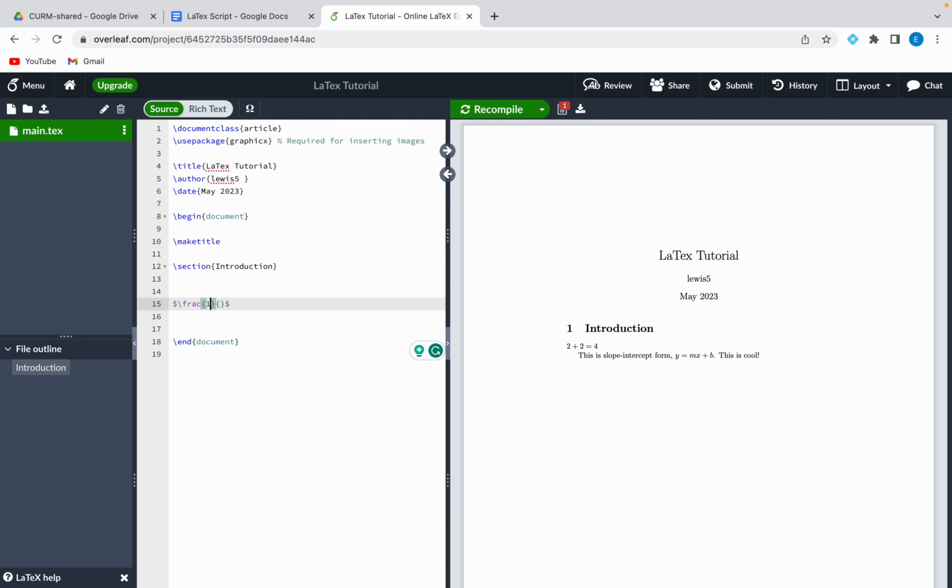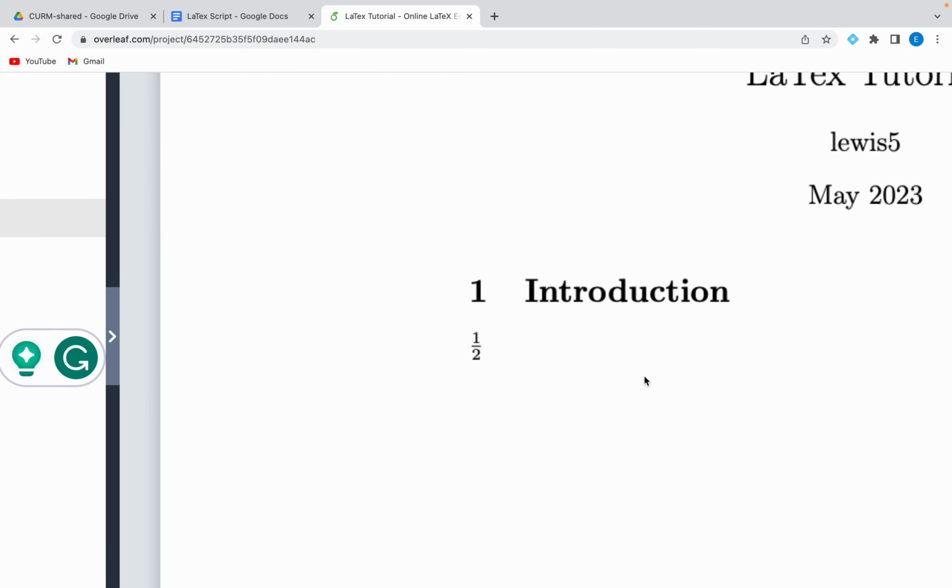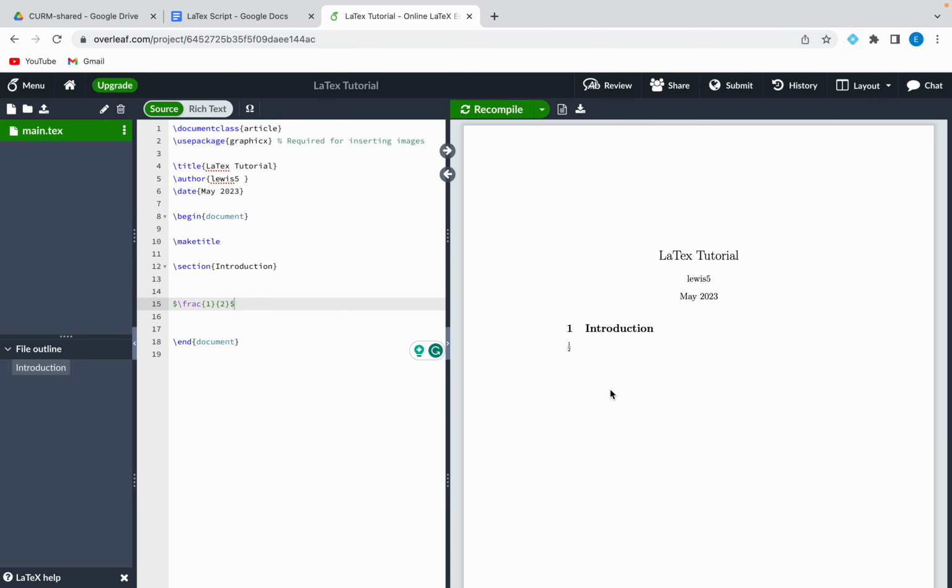So let's just look at something simple. 1/2, right? So my numerator is 1, my denominator is 2. And look, we can see it right here. It comes in 1/2. Okay, it looks so much better.